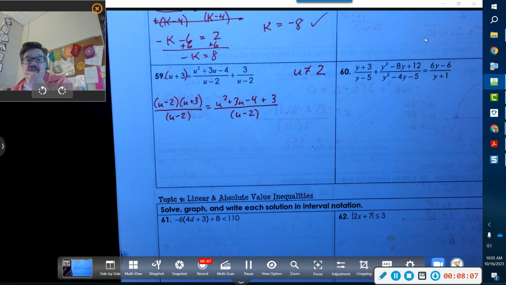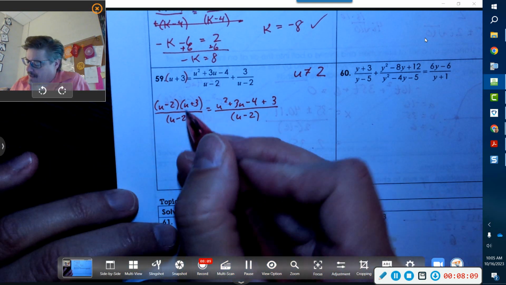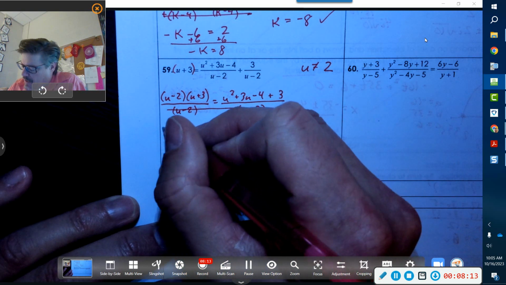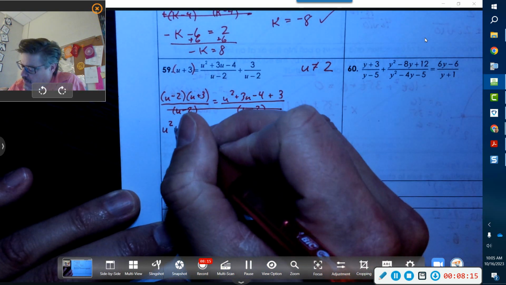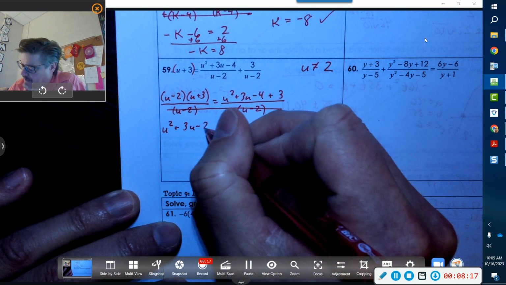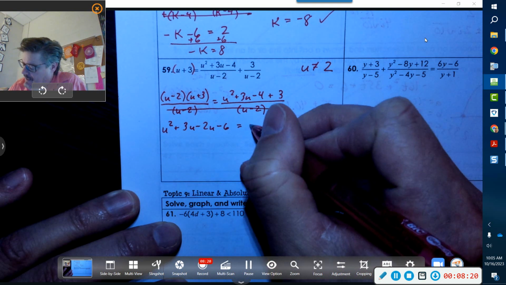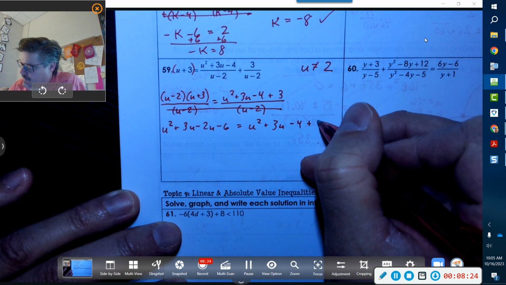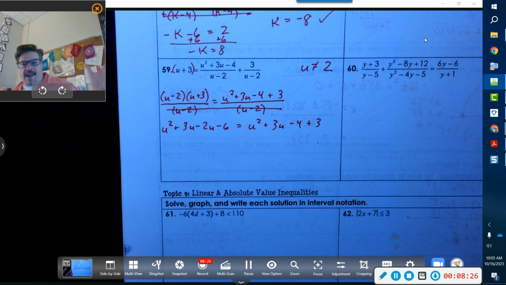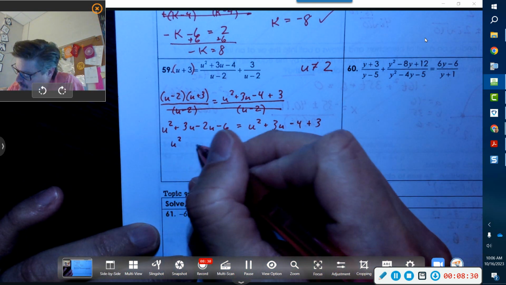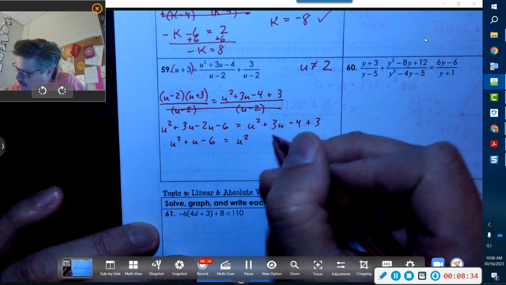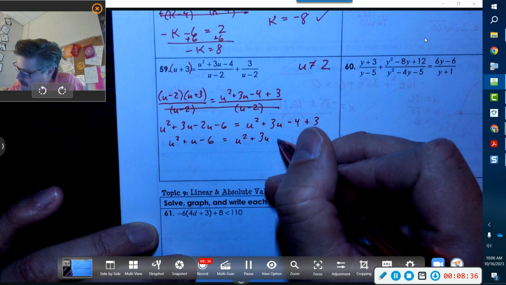So, looks like these guys are now even. So I'm going to get u squared plus 3u minus 2u minus 6 equals u squared plus 3u minus 4 plus 3. So I'm going to add them up on each side and then see what will go away. u squared plus u minus 6 equals u squared plus 3u minus 1.